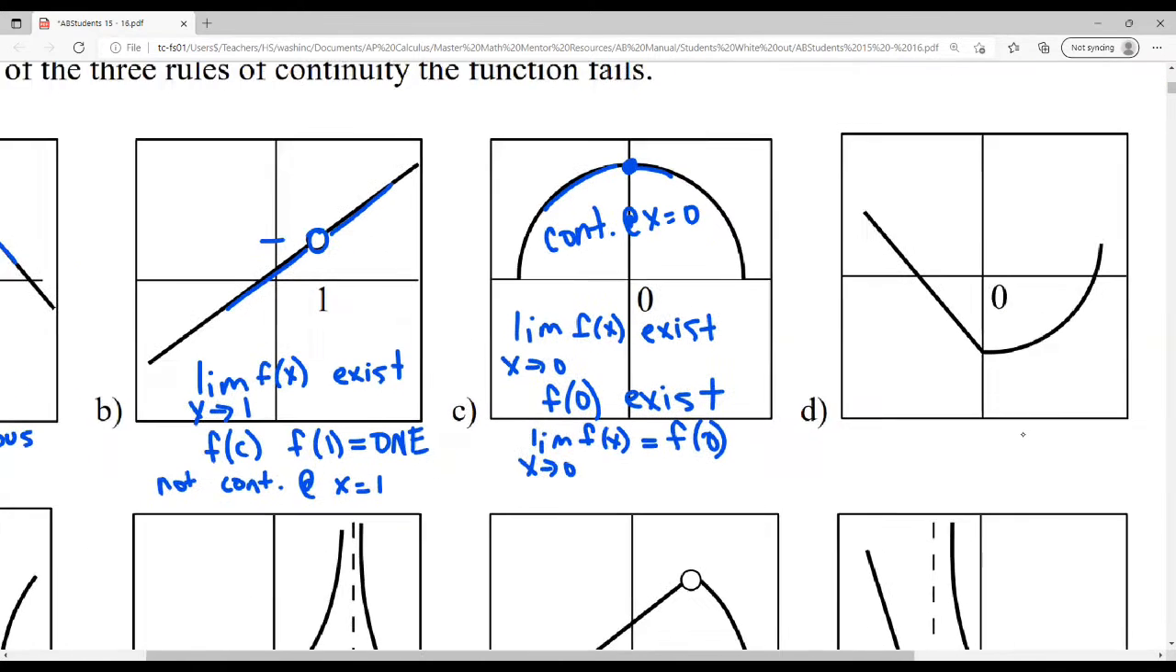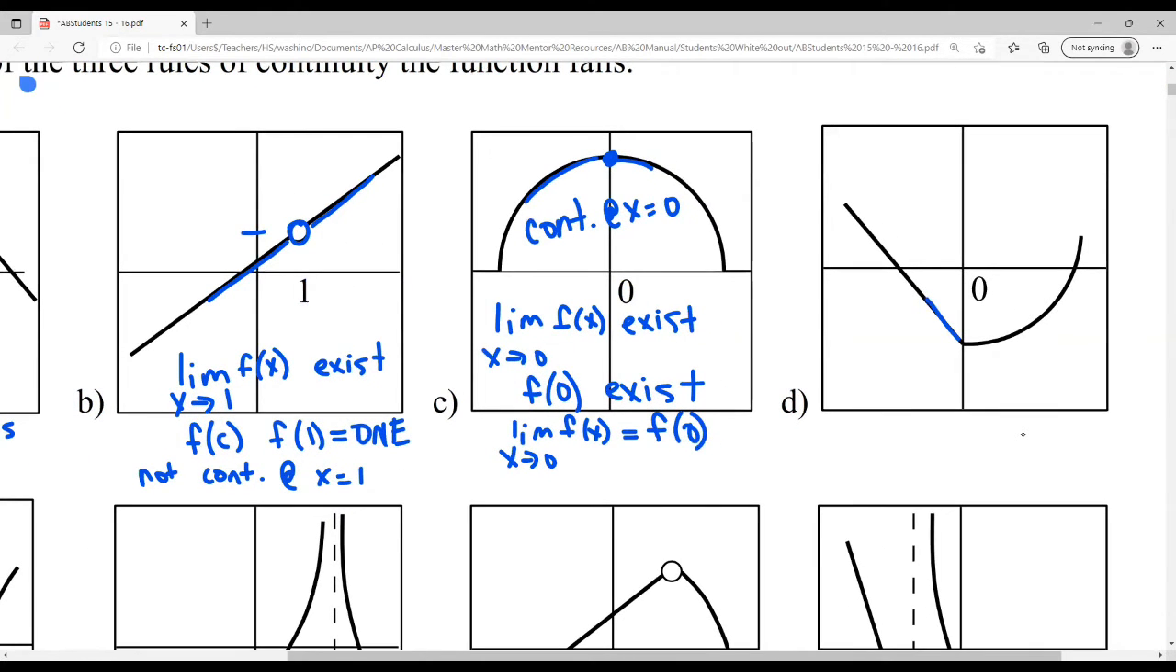Part D, the same is true for part D. Looking at this, we see that the limit does exist. We see that f of c does exist. I'm not going to write all that out again, but we see that that is true. So this function would be continuous at x equals 0.